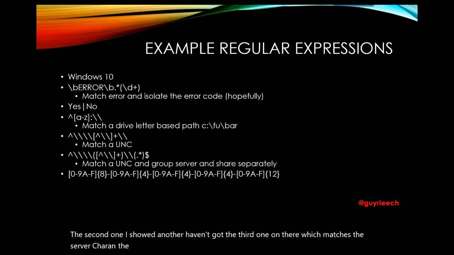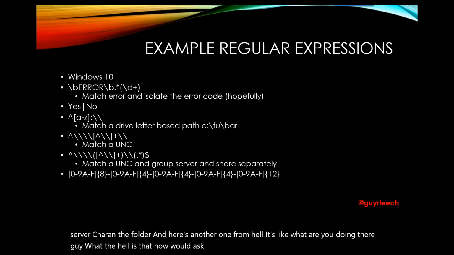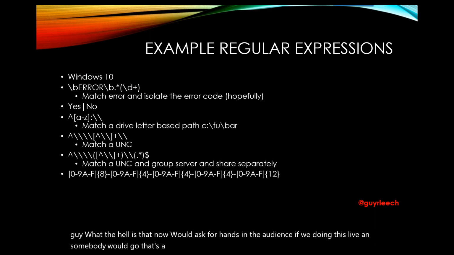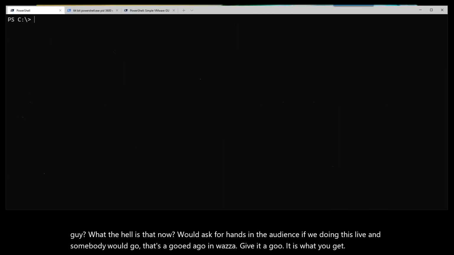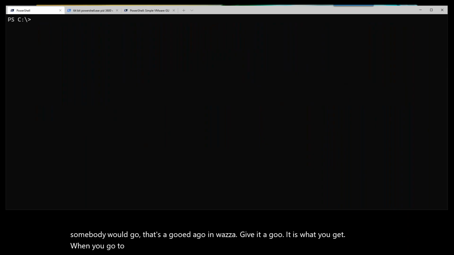And then here's another one from hell. What are you doing there, guy? What the hell is that? Now, I'd ask for hands in the audience if we were doing this live, and somebody would go, that's a GUID. A GUID, what's a GUID? A GUID is what you get when you go to Stonehenge on the summer equinox. No, it's not. That's a Druid guy. Oh, sorry. Very English joke there.